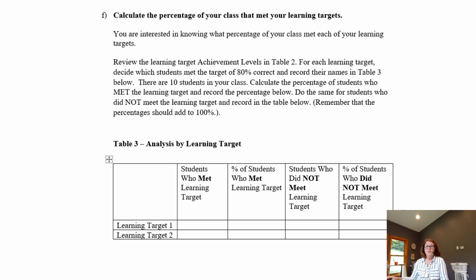So in the first column, you're going to put 8. And then over here in the third column, you're going to put 2. Students who met the learning target, students who did not meet the learning target. And then what percentage out of the whole? So 8 out of 10 would be 80% met it, 2 out of 10, 20%. And then you're going to do the same thing with learning target 2.